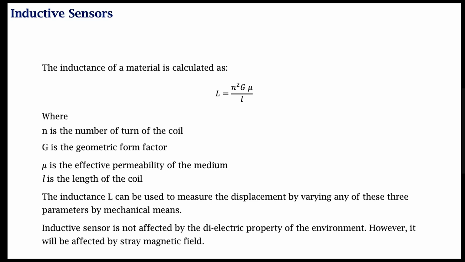The inductance, capital L, is essentially an indicator of a displacement that is happening when any of these three things change, either the number of turns or the geometric form factor or the length. If any of these three things are changed due to a mechanical change that happens, you can use that to measure displacement, by how much displacement is happening.